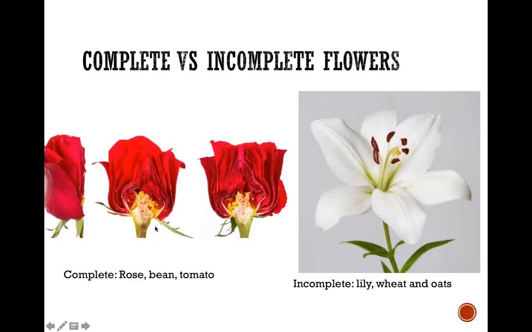Compared to the rose, you can see its sepals, you can see its petals. And if you got in there and looked a little bit more closely, you'd be able to see the anthers that make up the stamens and the pistil and the ovary are all in there. Other examples of complete flowers include the bean and tomato.